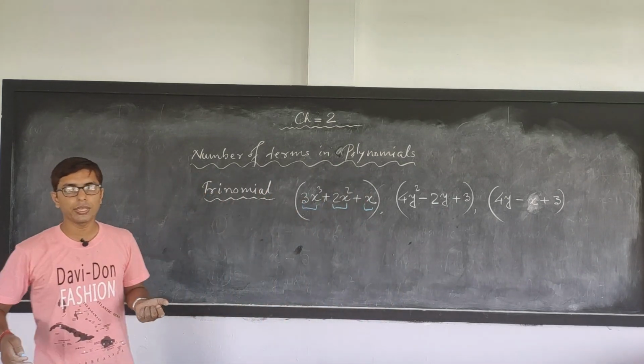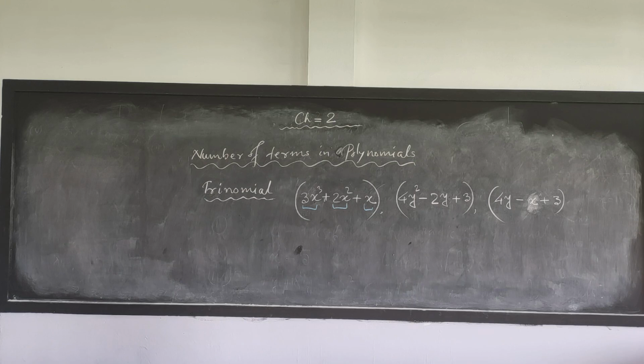If the degree is 3, then it is a cubic trinomial. If the degree is 1, then it is a linear trinomial. So I hope you have understood the trinomial up to here. We have discussed monomial, binomial, trinomial, and it will go on increasing. If there are 4 terms, then again the name will change. But for class 9 standards, you have to learn up to here only.